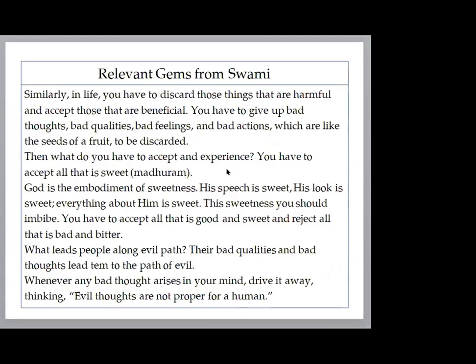Then, what do you have to accept and experience? You have to accept all that is sweet, madhuram. God is the embodiment of sweetness. His speech is sweet, his look is sweet, everything about him is sweet. The sweetness you should imbibe. You have to accept all that is good and sweet and reject all that is bad and bitter. What leads people along the evil path? The bad qualities and bad thoughts lead them to the path of evil. Whenever any bad thought arises in your mind, drive it away. Thinking evil thoughts is not proper for a human.